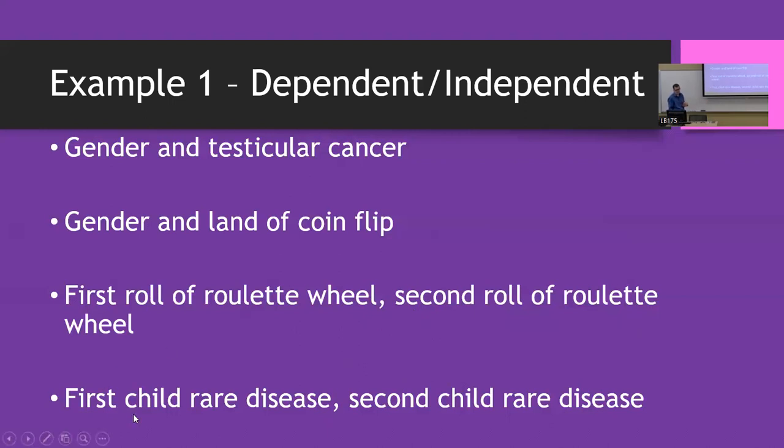How about this? If two people have a child and that child has some sort of a rare disease or a rare condition, is their second child more likely to have that rare disease than a child from the general public?